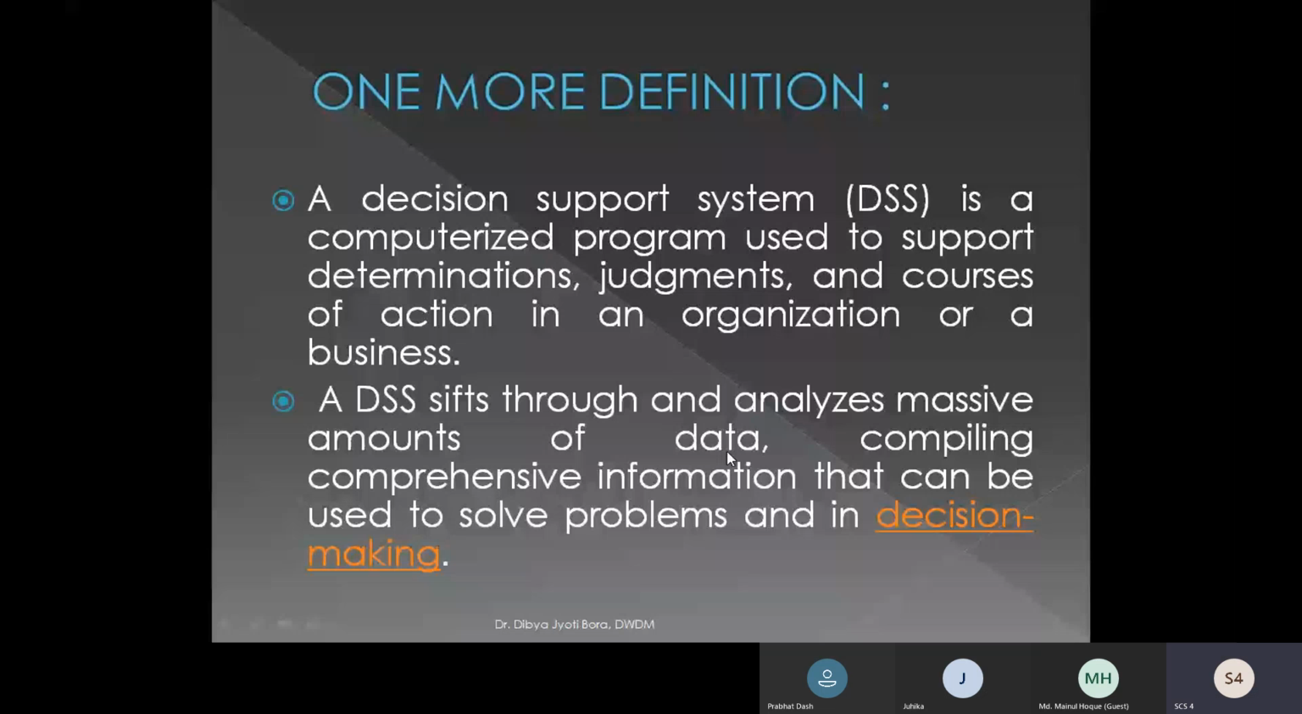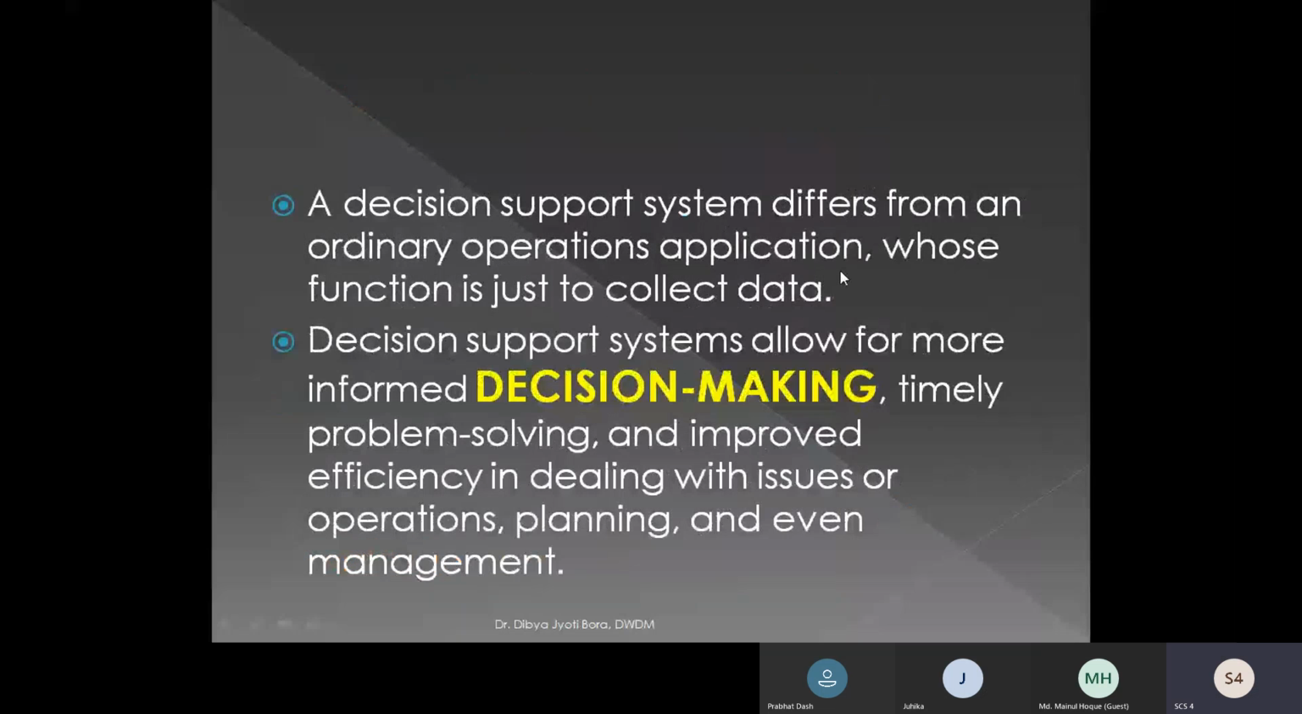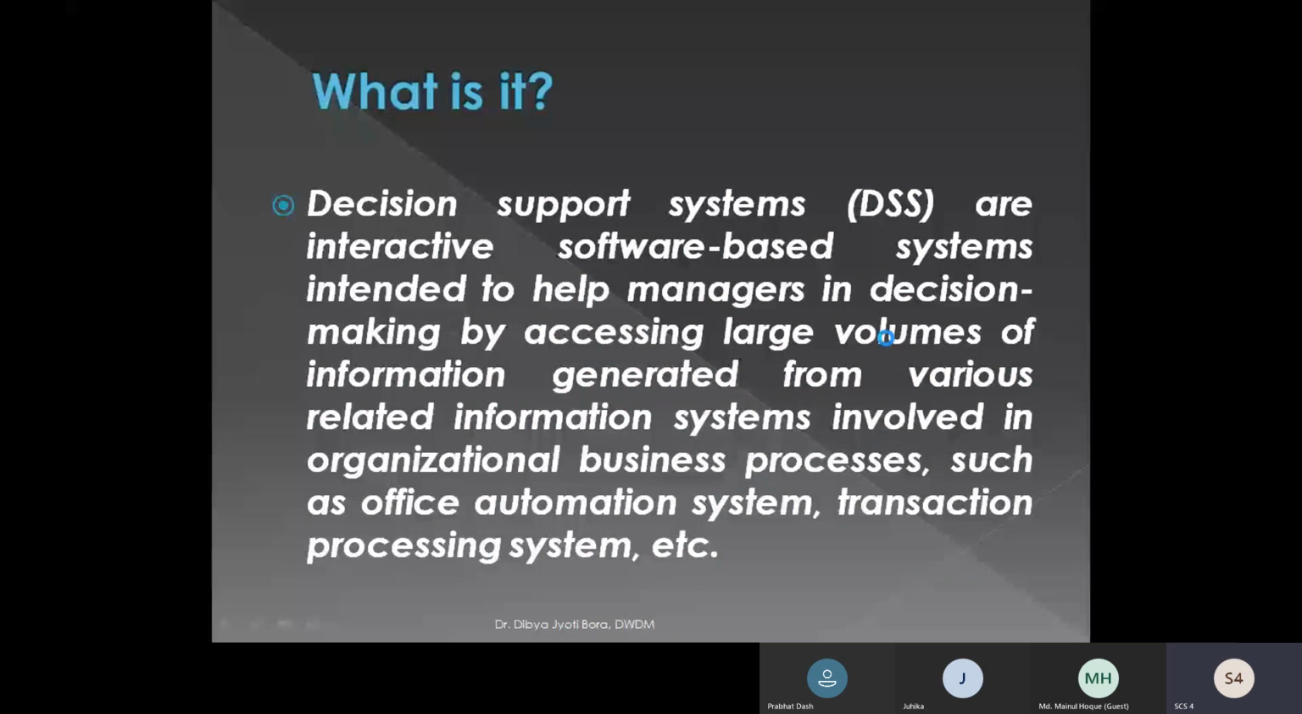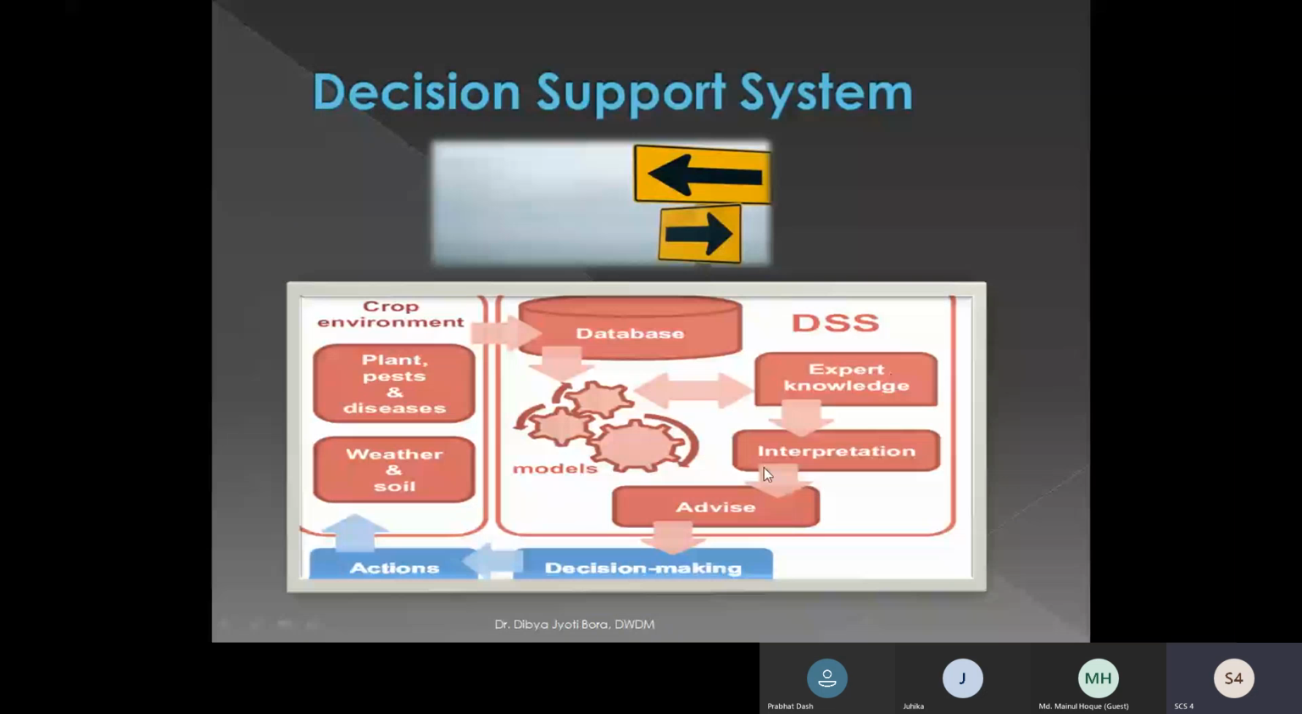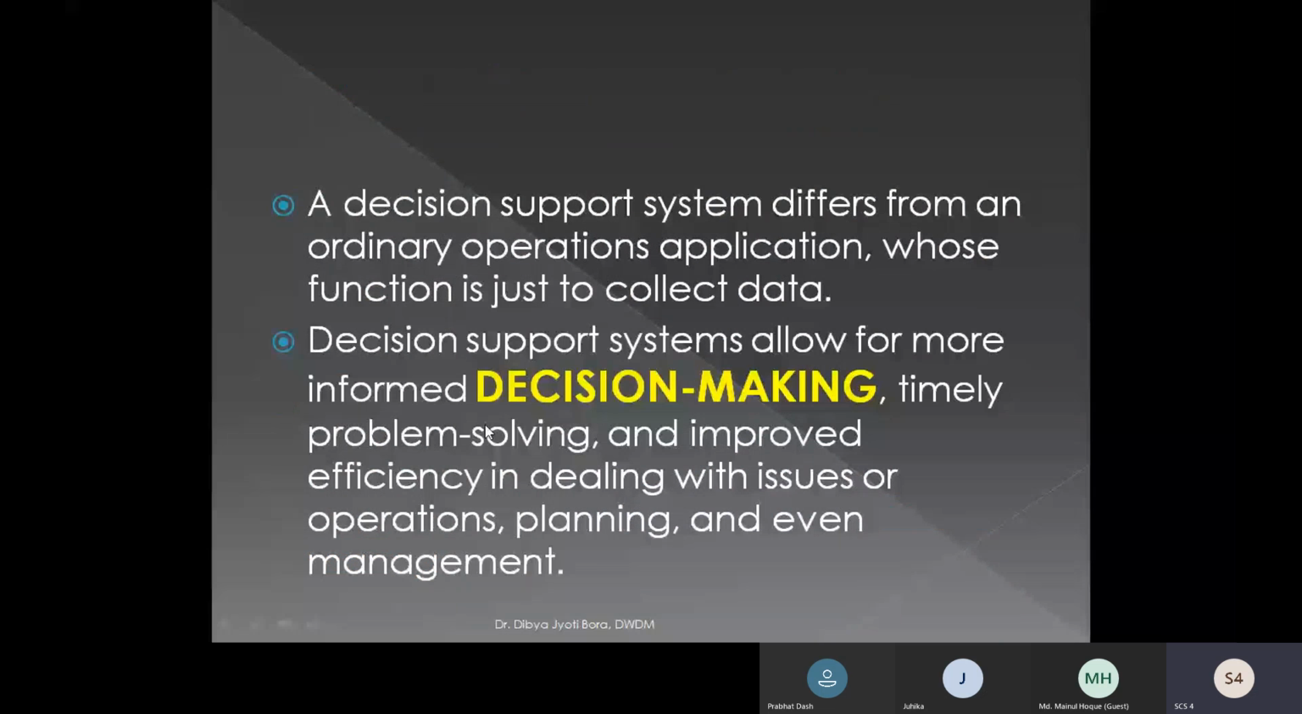Thereby, we have defined decision making. Let's see its actual definition. A decision support system is not an ordinary operations application whose function is just to collect data. Because we are not just collecting the data; we are trying to map this data with some expert knowledge, and after the interpretation, we try to make some advice. So we cannot say that this DSS is just an ordinary application whose function is to collect data. No, we are interpreting the data and we try to make some advice.